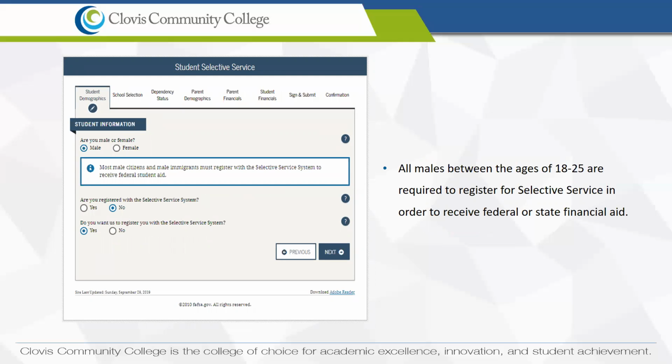If you have not registered for Selective Service or don't remember registering, please select yes to having federal student aid register for you. All males between the ages of 18 to 25 are required to register for Selective Service in order to receive federal or state financial aid.